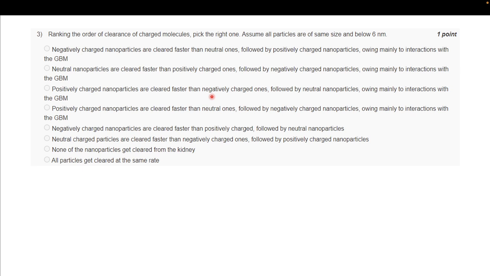I'd like to change my answer to the fifth option. To the fifth one, two, three, four. This one, negatively charged are cleared faster than positively, followed by neutral. Yes. Okay, okay. Now we have two answers. One is option 3 and one is option 5. Anybody else?